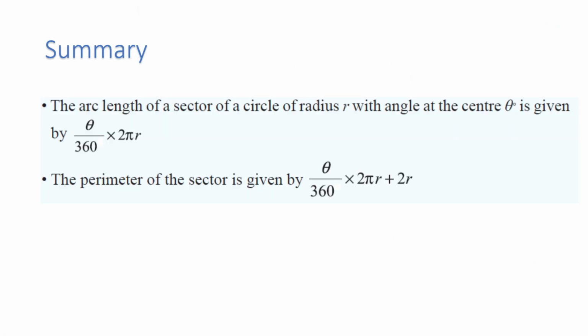So now we have come to the end of our lesson, and looking back at what we have learned in this lesson, we learned how to calculate the arc length of a sector of a circle using the equation theta over 360 into 2 pi r. And also we learned how to calculate the perimeter of a sector using the equation theta over 360 into 2 pi r plus 2r. So basically that is a summary of what we learned today.